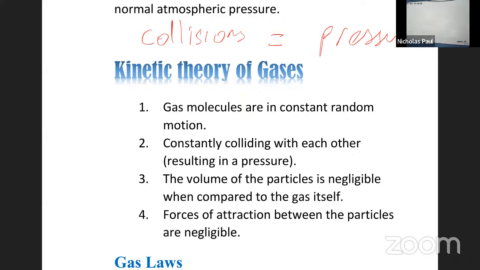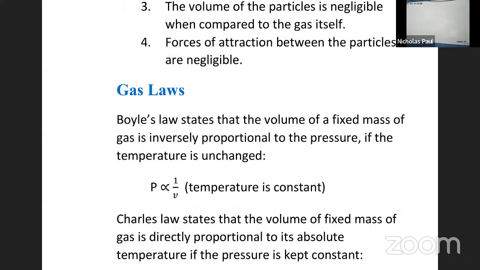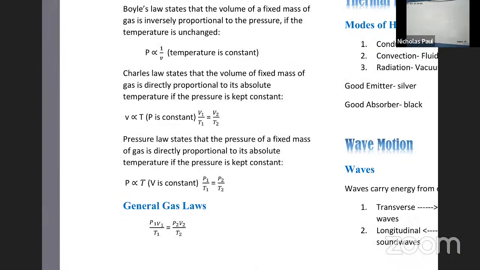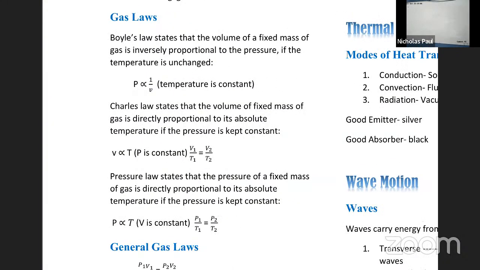So you have your kinetic theory of gases, of course, you have to know them. And from this kinetic theory, you have three gas laws. You have Boyle's law, which says that pressure and volume are inversely related at constant temperature. P1V1 is equal to P2V2. Charles' law, pressure constant: V1/T1 is equal to V2/T2. Pressure law: P1/T1 is equal to P2/T2.